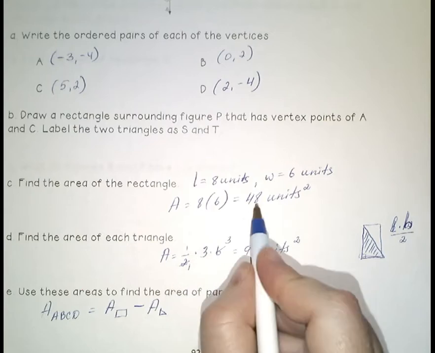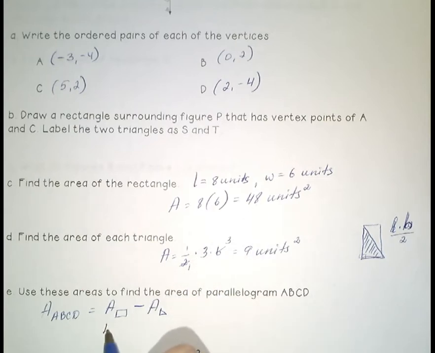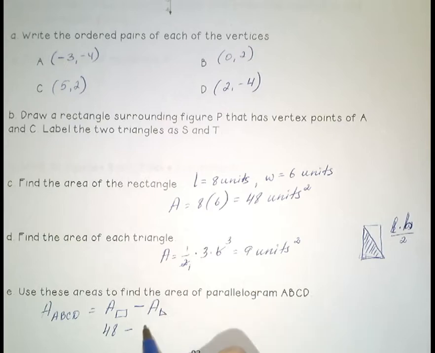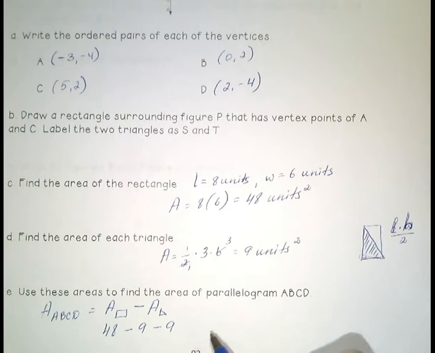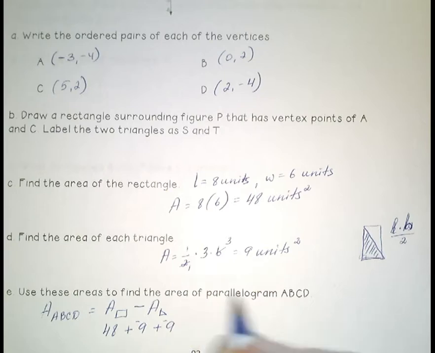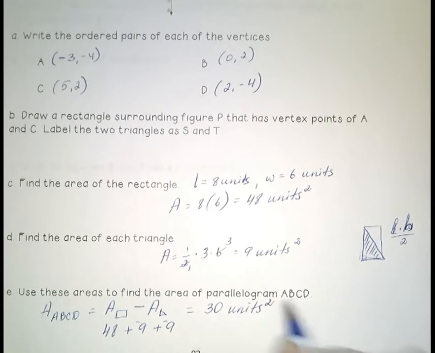Area of the rectangle was 48, and we are subtracting one triangle, which is 9 units squared, and another triangle that is 9 units squared. So 48 minus 18 is going to be, or plus negative 18, right? Because all the subtraction we change into addition of the opposite, and that is going to be 30 units squared.